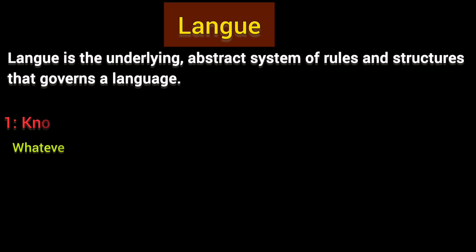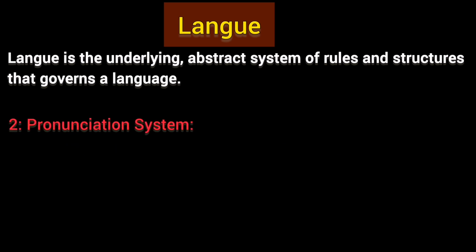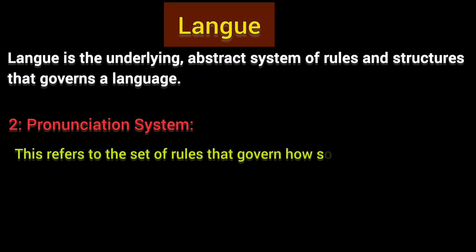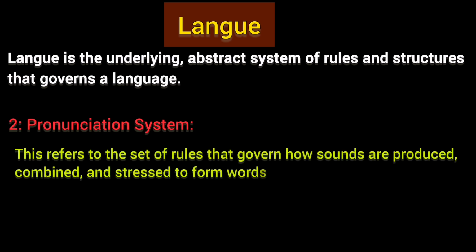The next point is the pronunciation system. It is another point that langue also includes the knowledge of pronunciation. Basically, this refers to the set of rules that governs how sounds are produced, combined, and stressed to form words and sentences. It involves vowel and consonant sounds, intonation patterns, and syllable structure. Actually, every speaker has knowledge of how a word is pronounced, stressed, or meant. So, this is also included in langue.